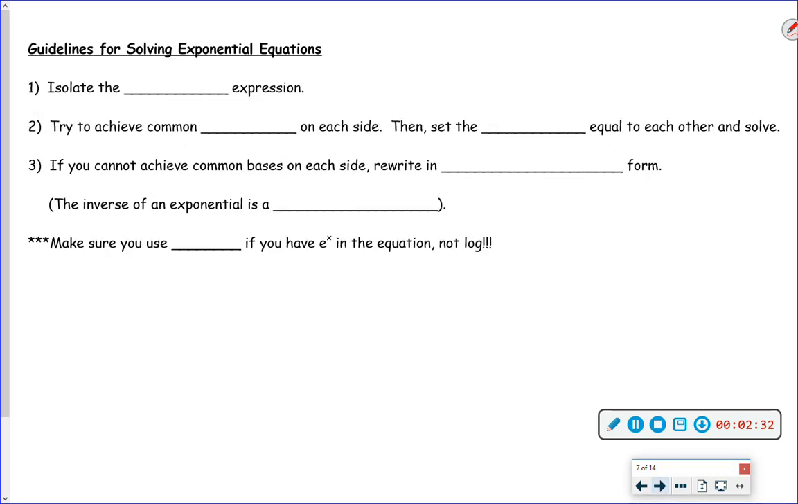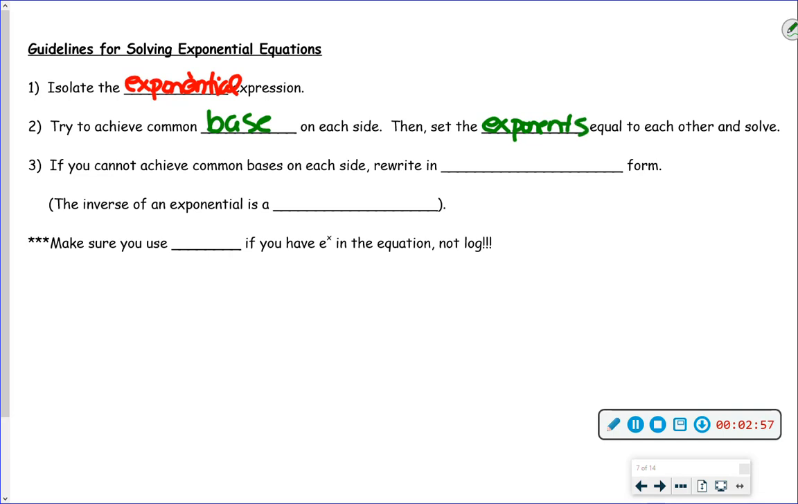All right, here we go. So here's some little guidelines to try to help you out a little bit. First, you always want to make sure your exponential expression is by itself. Should have put a longer blank there. Exponential. Sorry for my sloppy writing. Try to achieve a common base on each side, just like I did in the warm-up problems. Then set the exponents equal.